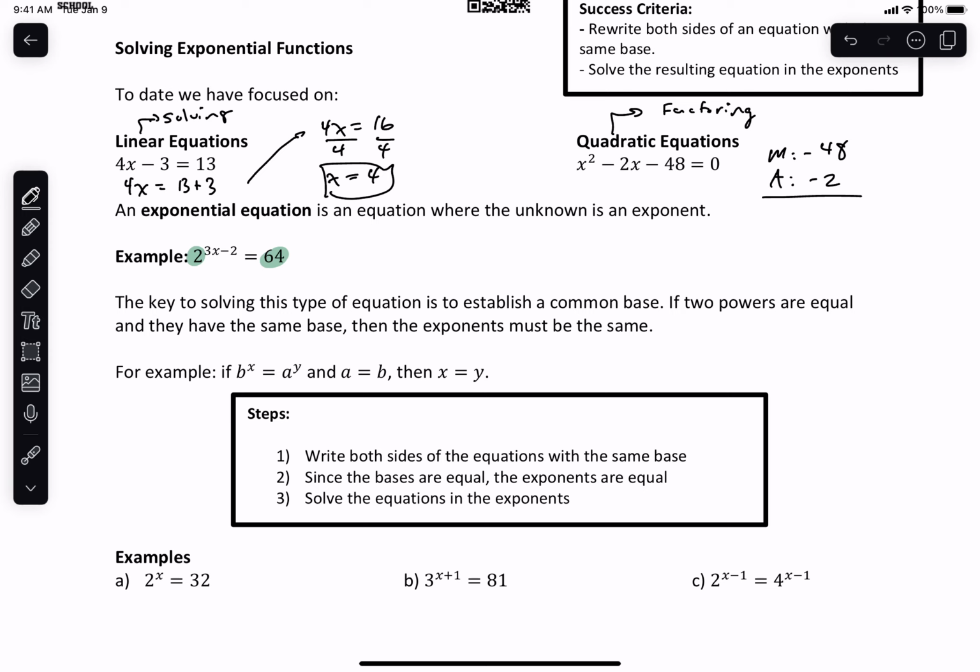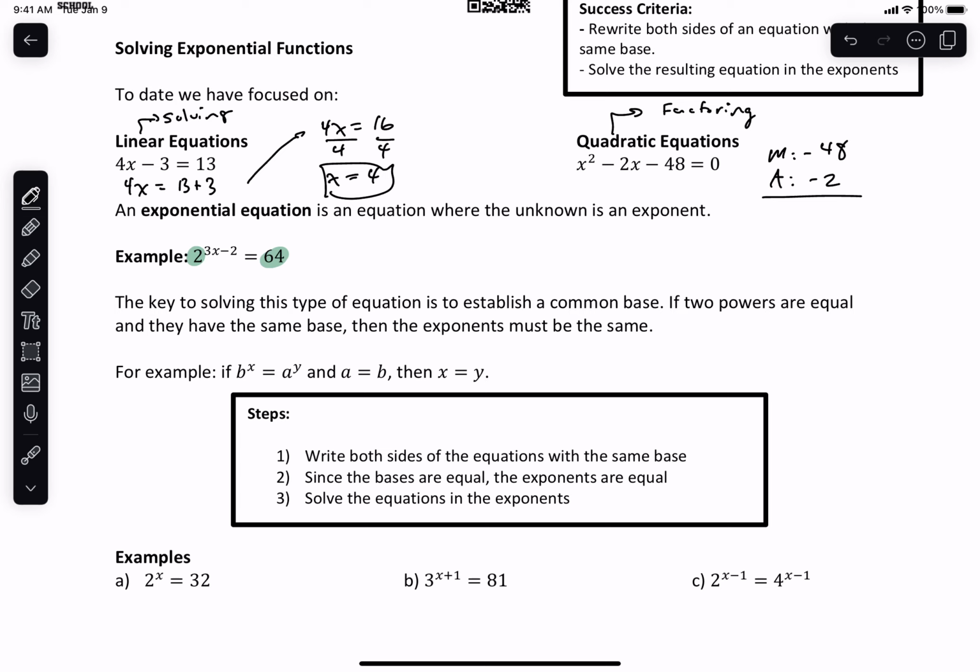So, steps. Write both sides of the equation with the same base. That will be the first thing. And then since the bases are equal, the exponents are equal. And then you're just going to use your solving tactics that you've had over the last couple of years to solve for x. It could be a quadratic, it could be a linear equation. And that's all you really need to know how to do.